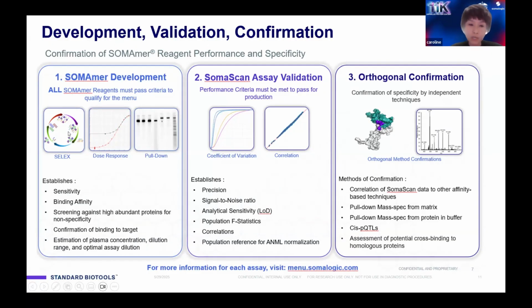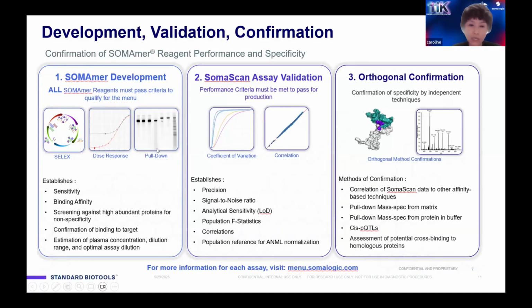So these SomaMer reagents, with a specific shape, will then find their binding partners among the specific proteins. And then at the end of this SELEX process, the SomaMer reagents that show binding to this protein will be eluted and amplified. And then we do downstream validation, such as looking at the sensitivity of these SomaMer reagents and understanding the binding affinity of the SomaMer reagent. We also screen against highly abundant proteins to make sure that the SomaMer reagent only binds to the specific targets and does not pull down those abundant proteins as well.